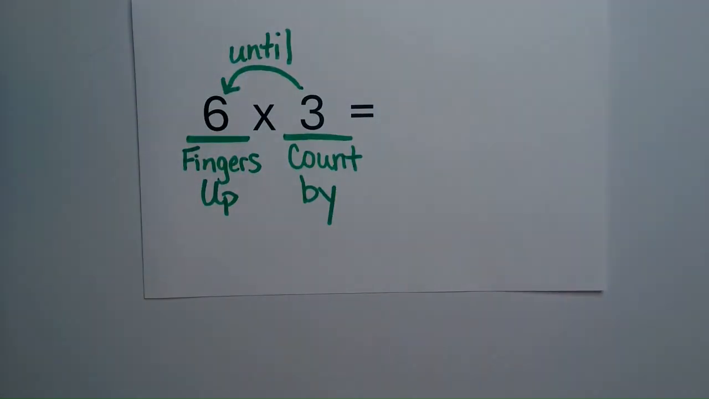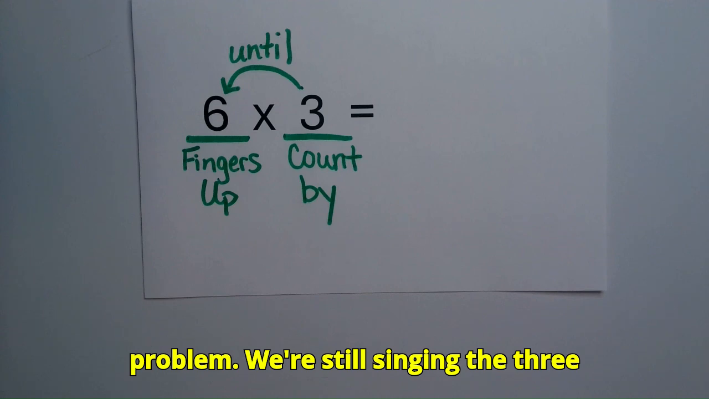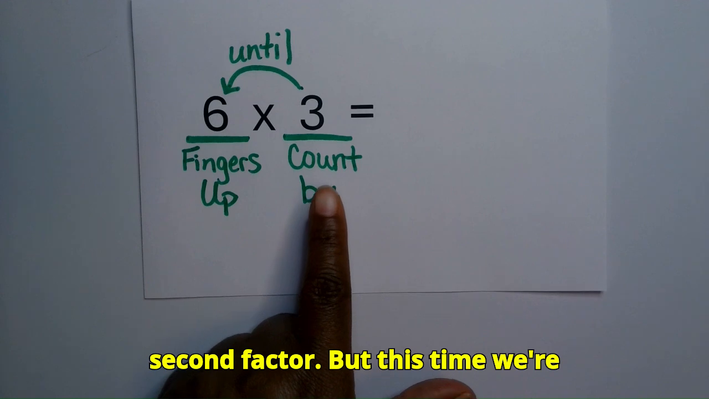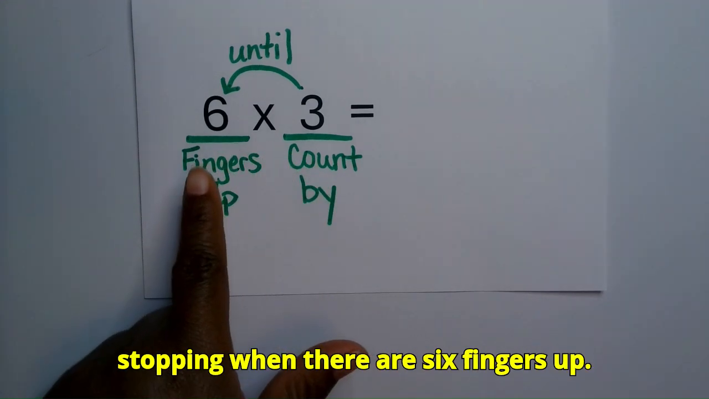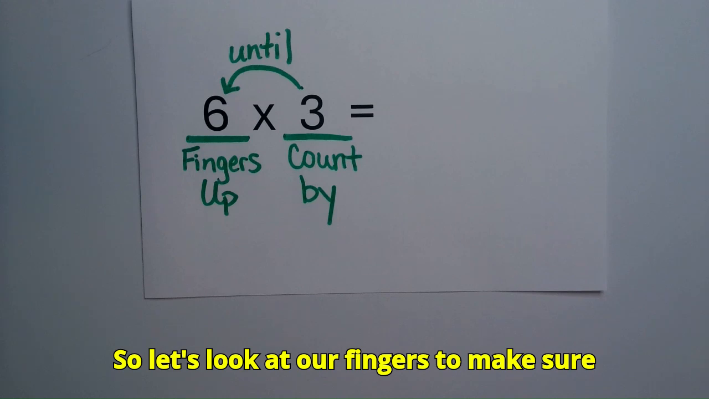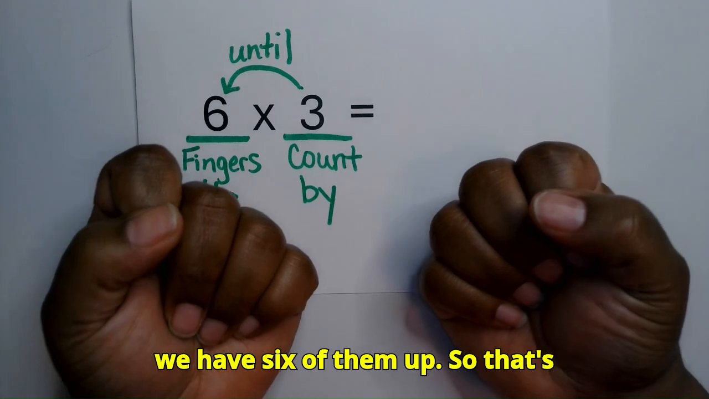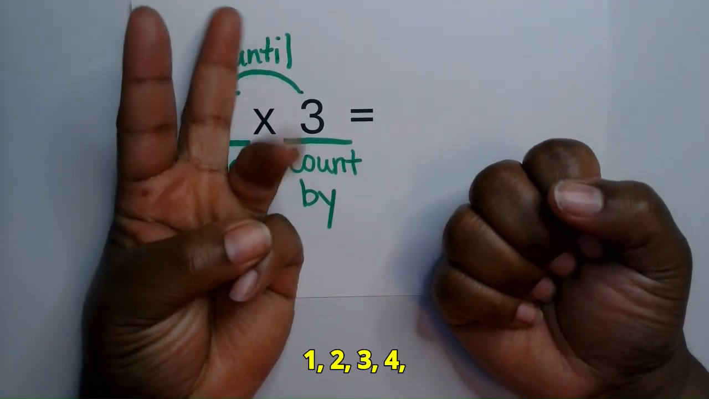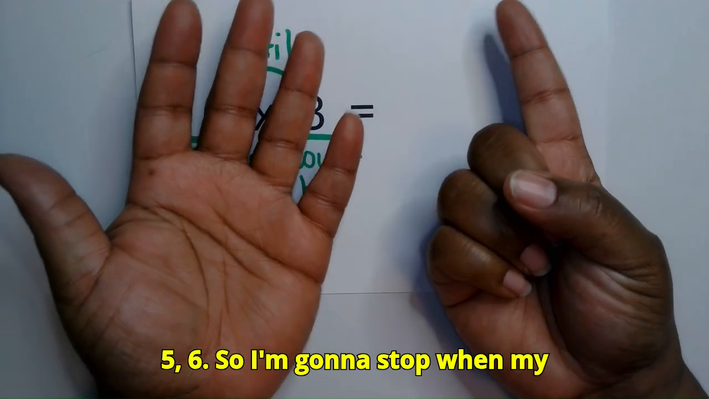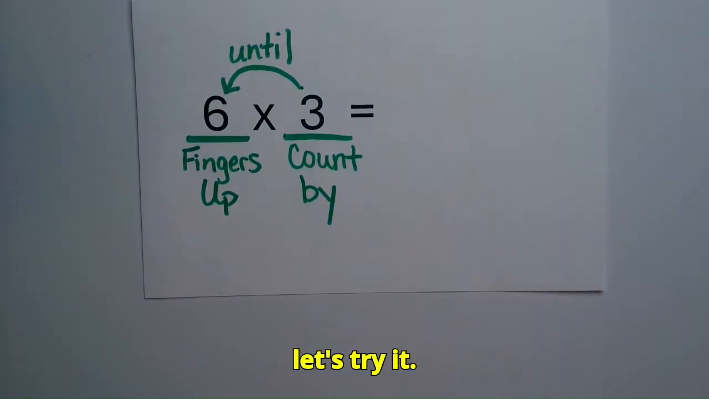Now, let's apply that to this particular problem. We're still singing the 3 song, as we can see by the second factor. This time we're stopping when there are 6 fingers up. So let's look at our fingers to make sure we know what our fingers look like when we have 6 of them up. So that's 1, 2, 3, 4, 5, 6. So I'm going to stop when my fingers look like this. Right? Let's try it.